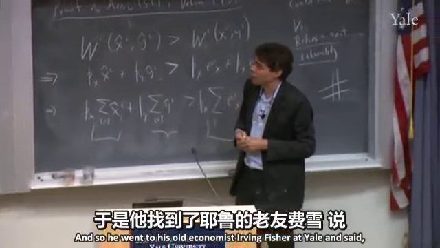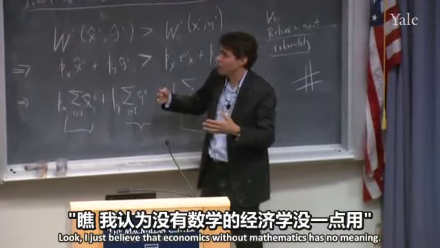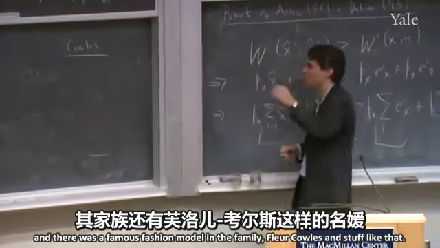And so he went to his old economist, Irving Fisher at Yale, and said, look, I just believe that economics without mathematics has no meaning. I want to start a mathematical wing of economics, and I've got a lot of money. His family owned the Chicago Tribune and the Seattle Times and a whole bunch of other newspapers, and there was a famous fashion model in the family, Fleur Cowles and stuff like that.